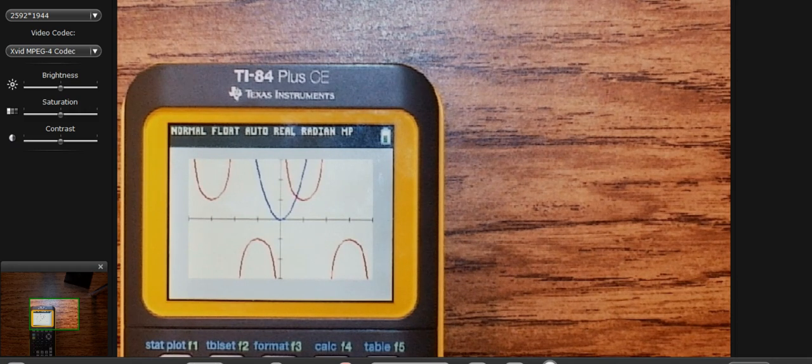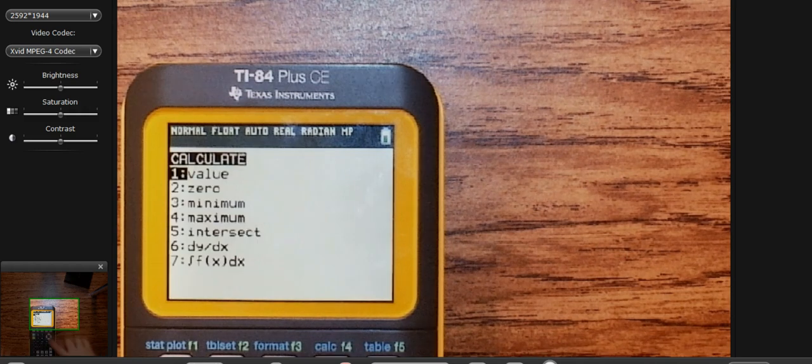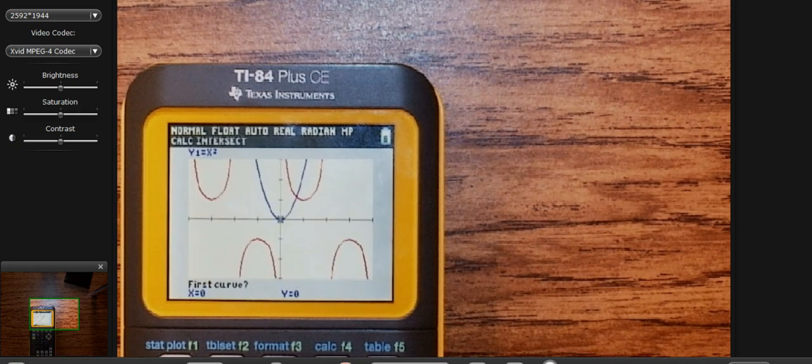Okay, if you want to find the intersection, what are you going to do? Trace. So cute. What about what's over the trace button? The calculate feature. What are we going to calculate? Intersection. Yes, that's the grown-up feature, right? This whole trace where you try to guess, that's not cool.